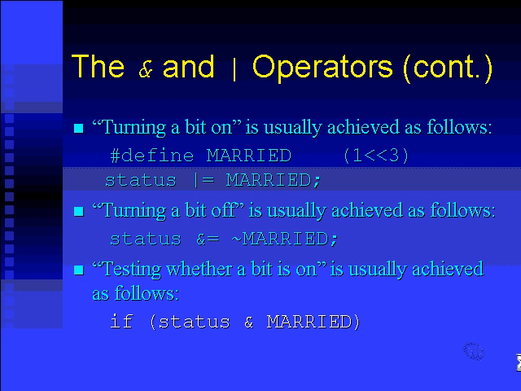Another way of doing it is to test whether it's turned off. Like that, you can say if not status and married. And I would just read that as an experienced C programmer. I would just read that and say if they're not married.